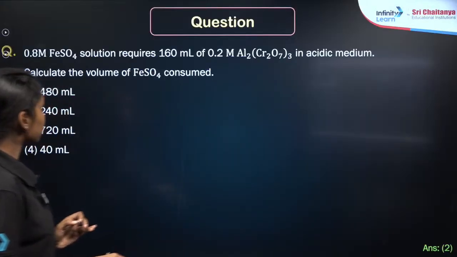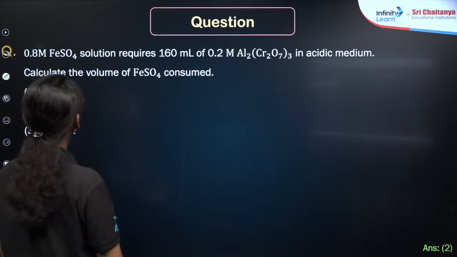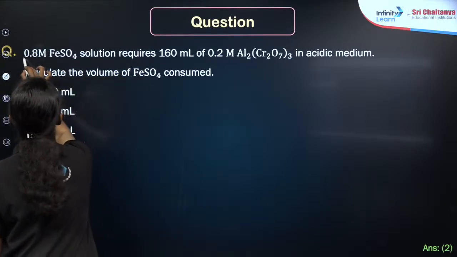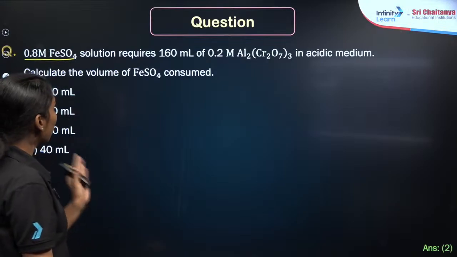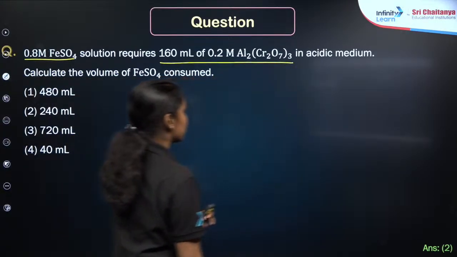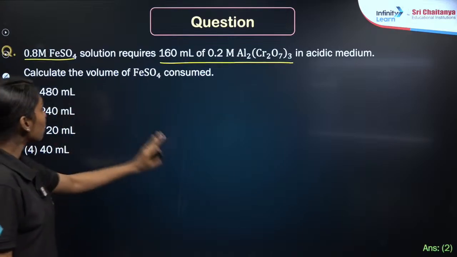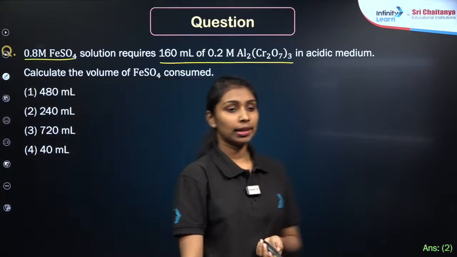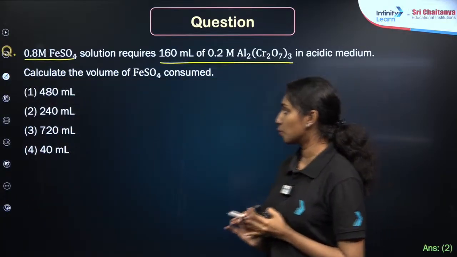Okay, here is the last question from this practice session. It is given that 0.8 molar FeSO4 solution requires 160 milliliters of 0.2 molar Al2Cr2O7 in an acidic medium. Calculate the volume of FeSO4 consumed.